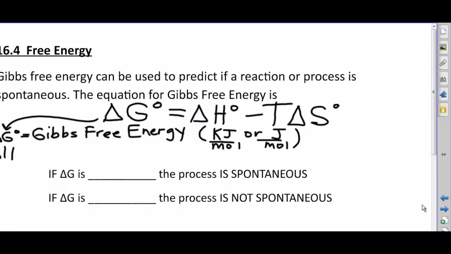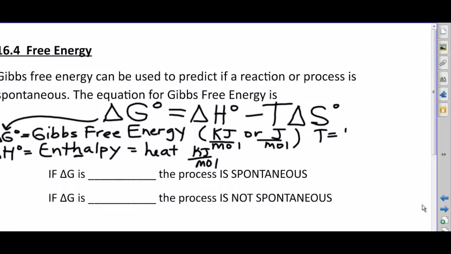The delta H degree, as you know, is our enthalpy. Kids get confused between entropy and enthalpy. Enthalpy has an H in it. Entropy doesn't. So the one with the H in it is the delta H. The H stands for heat. And that will always be given in kilojoules per mole. The T is your temperature, and that must be in Kelvin. It must be. It's not like you have a choice. And the delta S degree is your entropy.